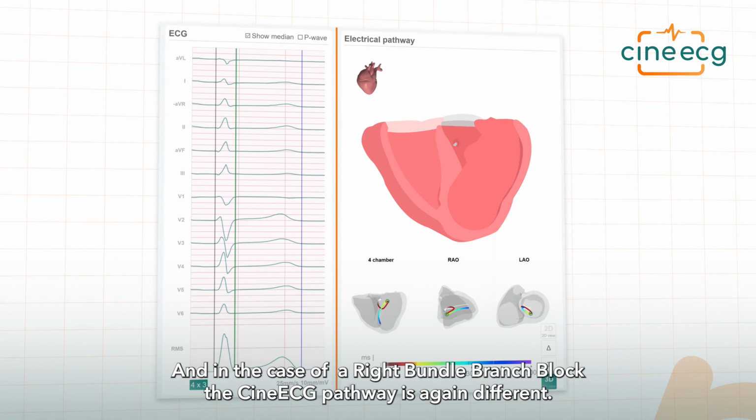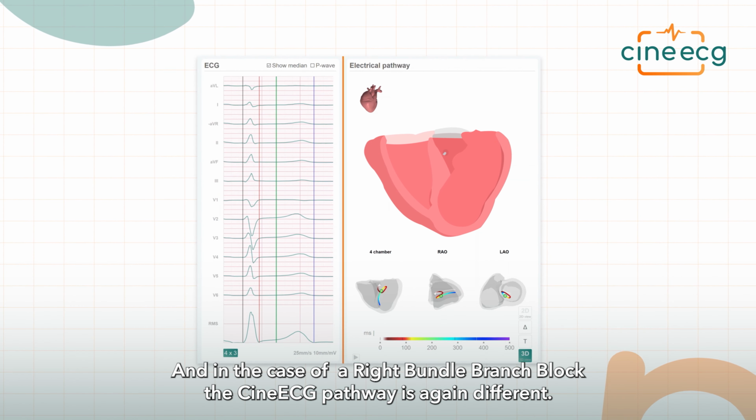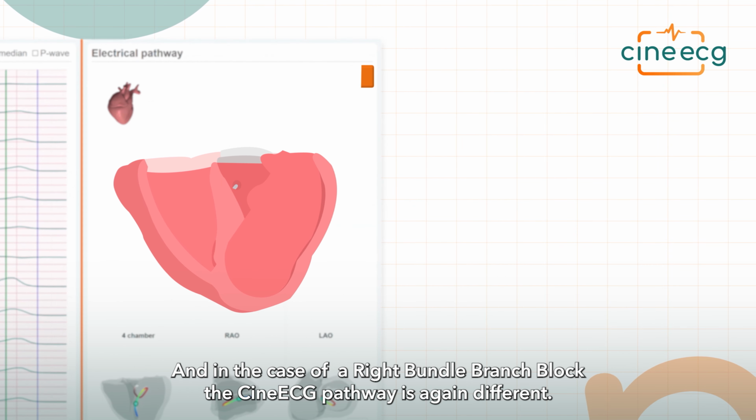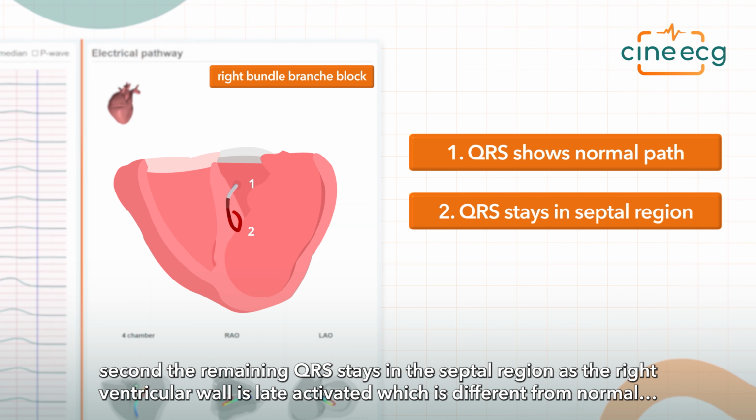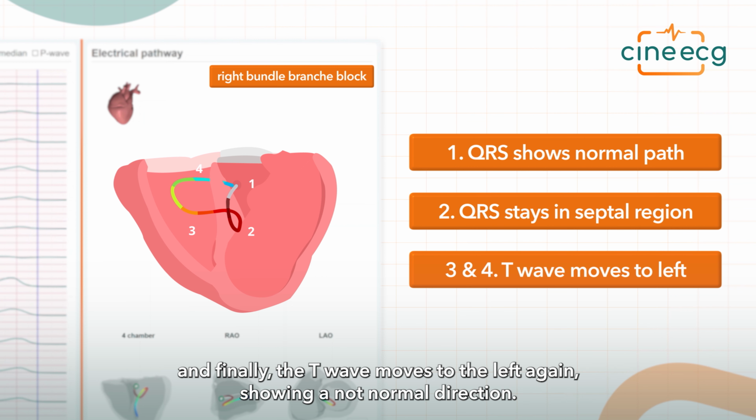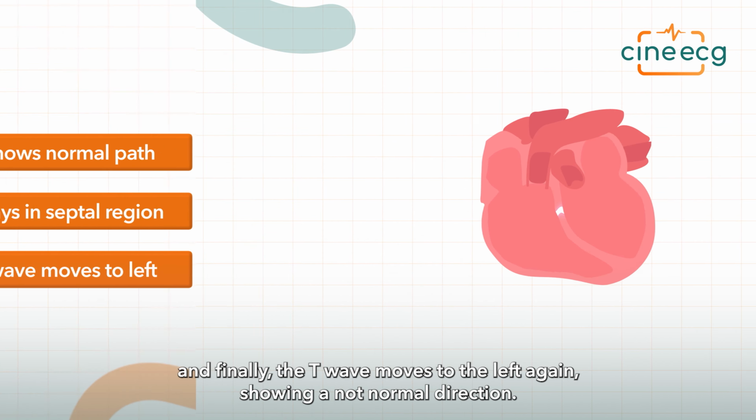And in the case of a right bundle branch block, the CineECG pathway is again different. First, the initial QRS follows the septal activation as in normal. Second, the remaining QRS stays in the septal region as the right ventricular wall is late activated, which is different from normal. And finally, the T wave moves to the left again, showing a not normal direction.